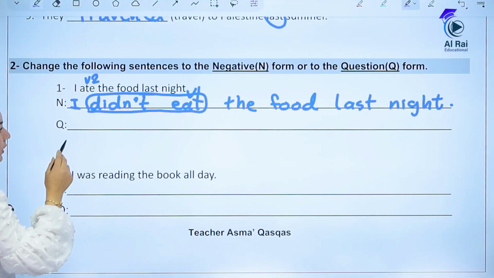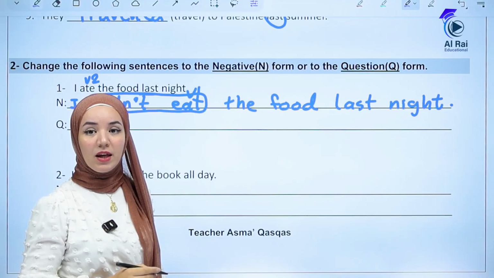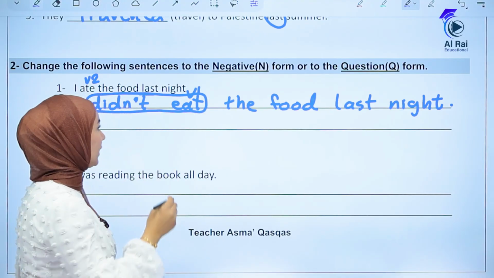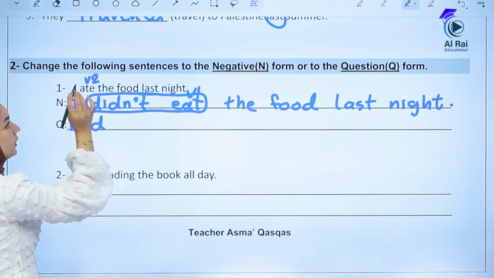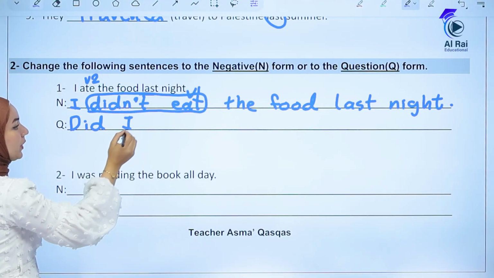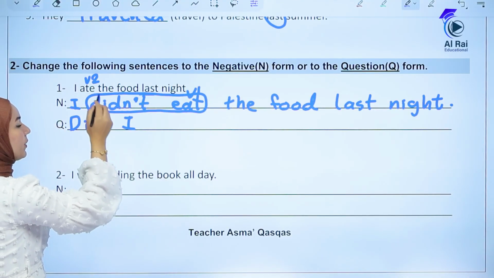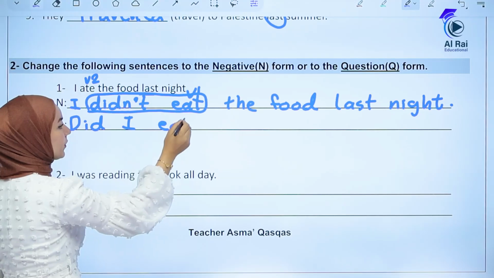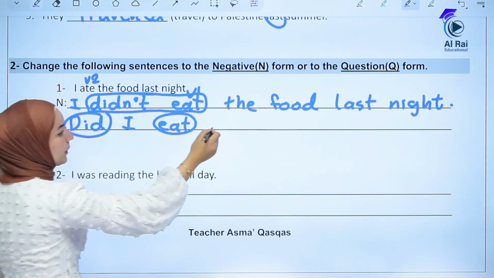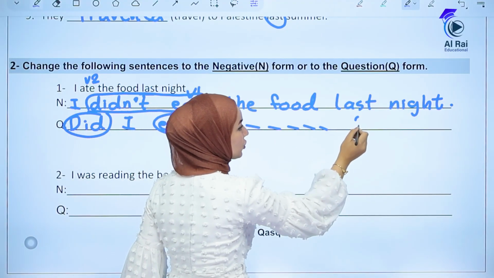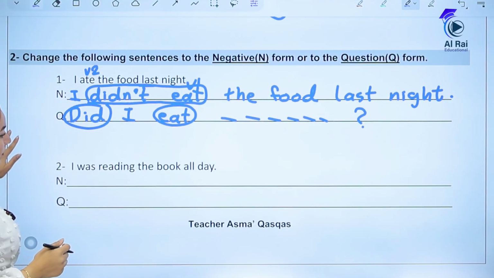Now let's see the question form. How can I make question form? By writing the helping verb at the beginning. So here, did, then complete I. But after did and didn't, always verb 1 again. So what is the verb 1 of it? It's eat. So I changed these only. Then the rest of the sentence, question mark. Good? Let's see this question.